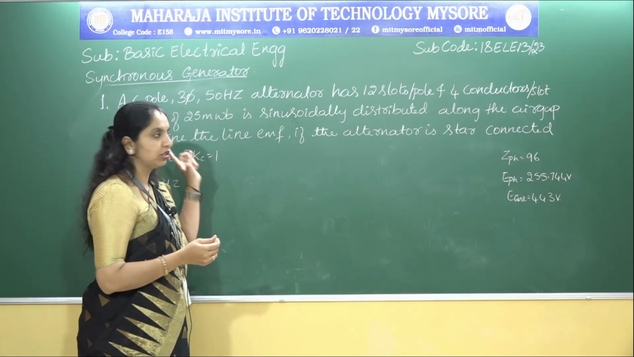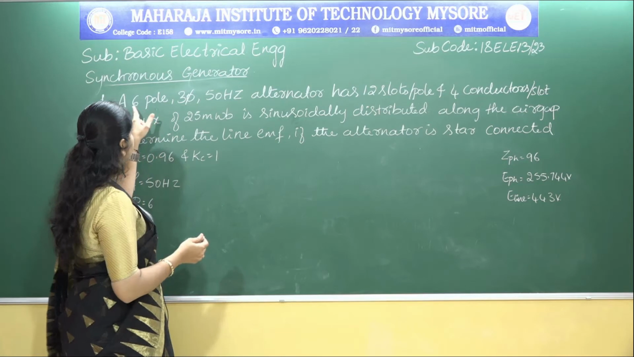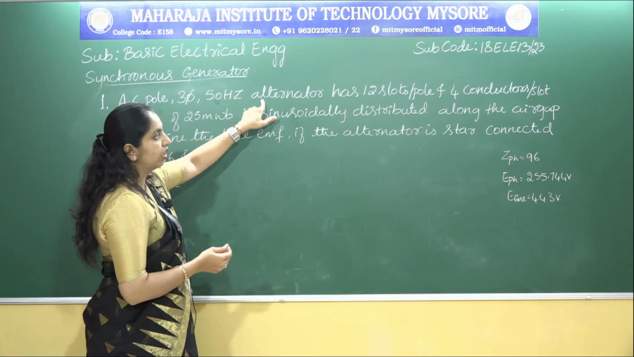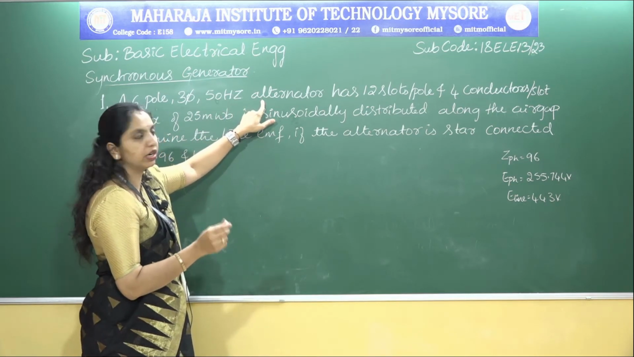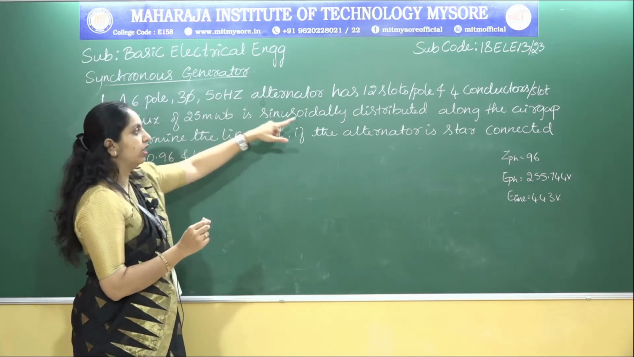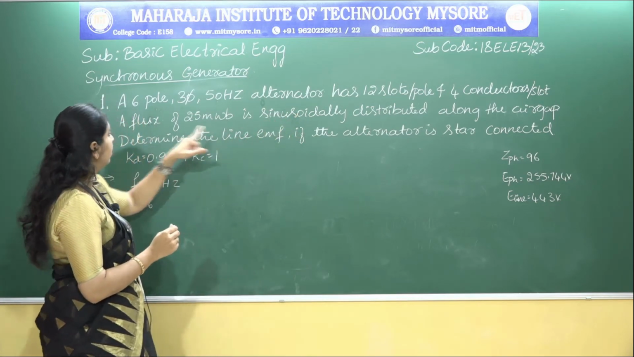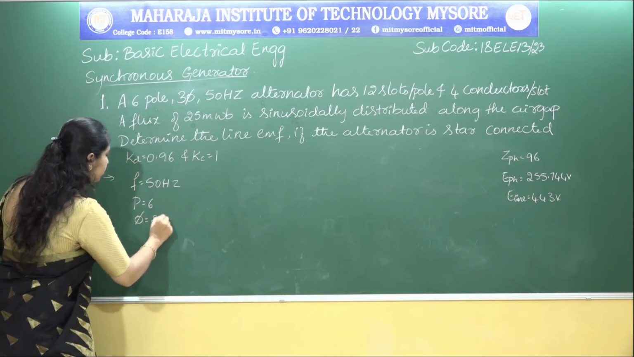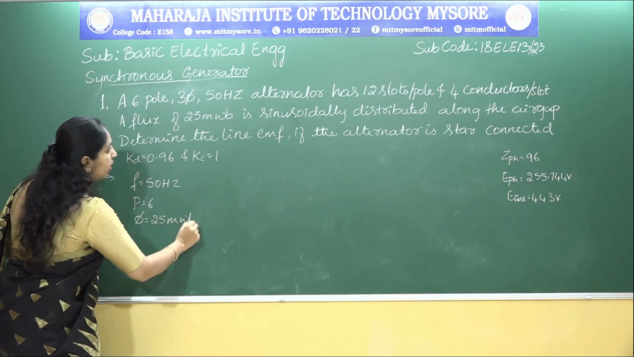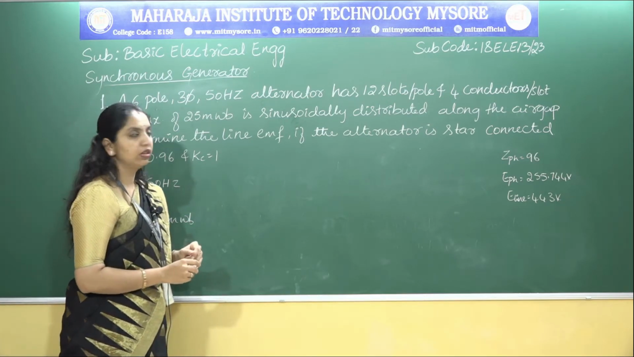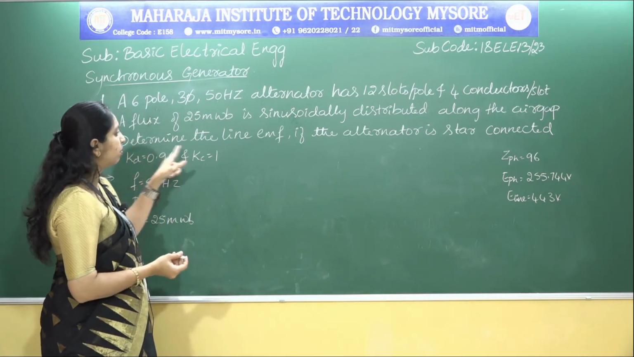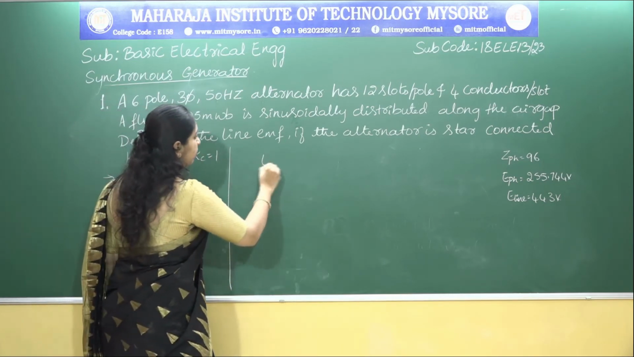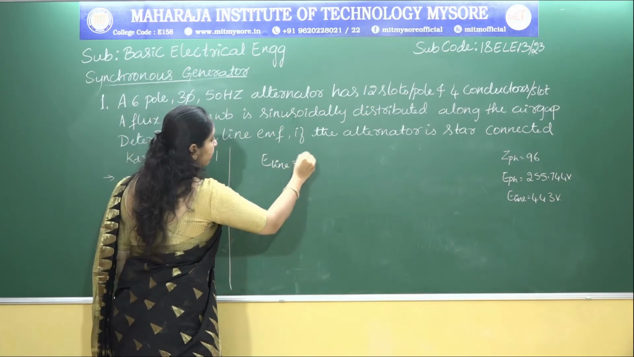You can read through the first line once again. There are 6 poles and the frequency is given. The alternator has 12 slots per pole and 4 conductors per slot, with a flux of 25 milliweber. So flux, the phi value, is given, which is 25 milliweber, sinusoidally distributed along the air gap. Determine the line EMF. What do we need to find out? The line EMF means we need to find the value of E line.